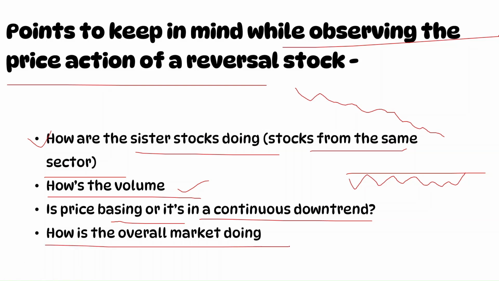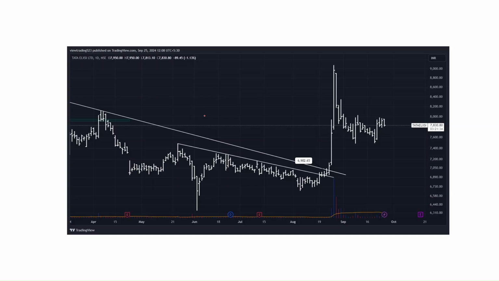There are not enough buyers that are stopping the price from going down in the first place. And how is the overall market? Attempting a reversal in a bad market wouldn't make any sense, right? So let's take a few examples. Luck was also involved in some of these cases, like this first example, Tata Elxsi.